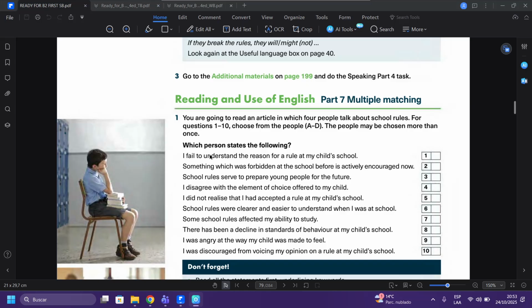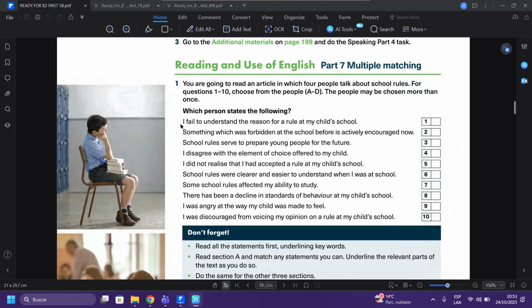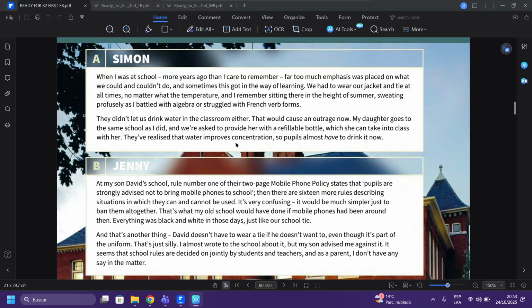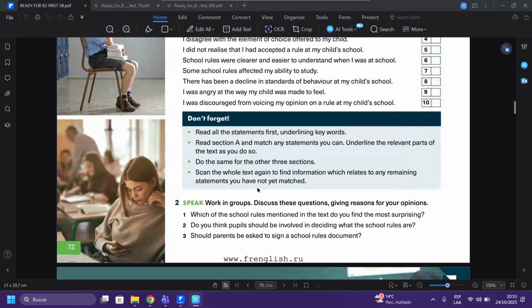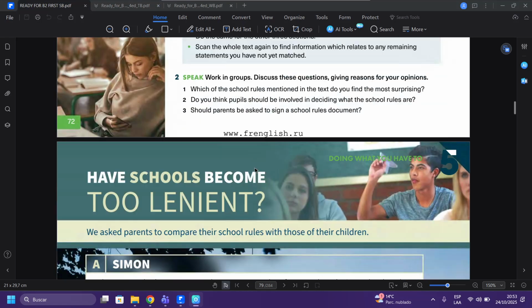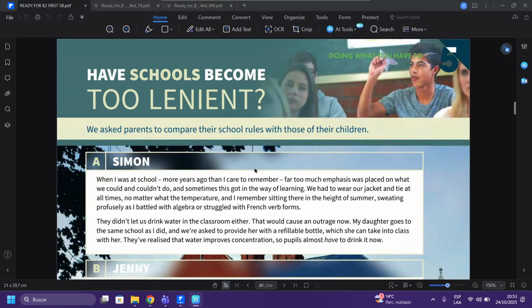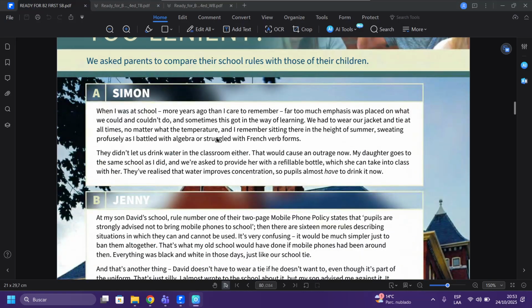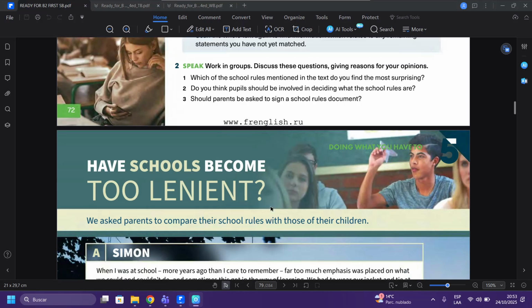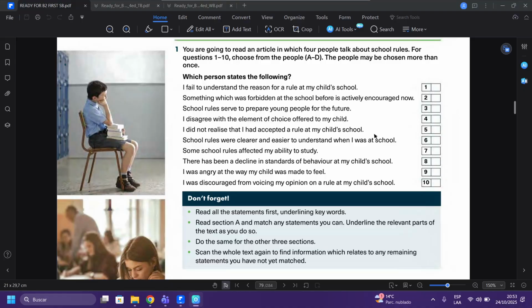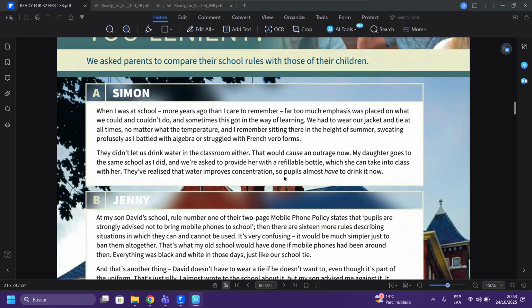Now let's go over the reading part. This is called the multiple matching, in which you have 10 sentences or 10 statements, and you have to decide in which paragraph each single statement has been mentioned. Okay, so you have to read this reading that is called Have Schools Become Too Lenient? And you have 4 paragraphs, and you have to decide in which paragraph A, B, C, or D every single statement or sentence is mentioned. Okay, so take a look at this reading.